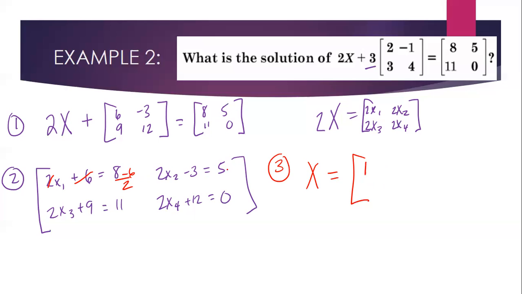On this one, I am adding 3, then dividing by 2. What is 5 plus 3? 8. What's 8 divided by 2? 4. On this one, subtracting 9, dividing by 2. 11 minus 9 is 2. 2 divided by 2 is 1. Subtracting 12, dividing by 2. And my last element would be negative 6.